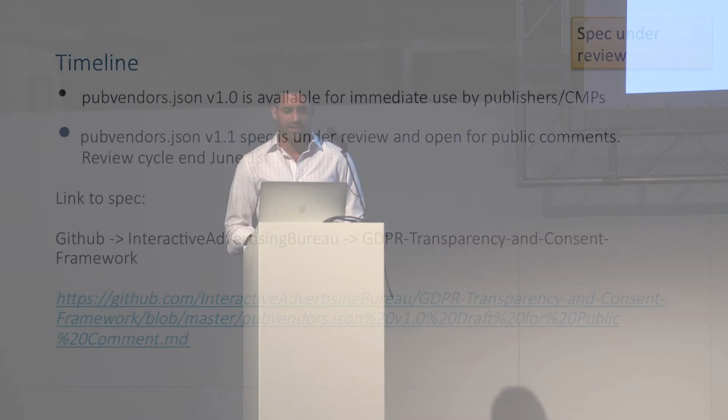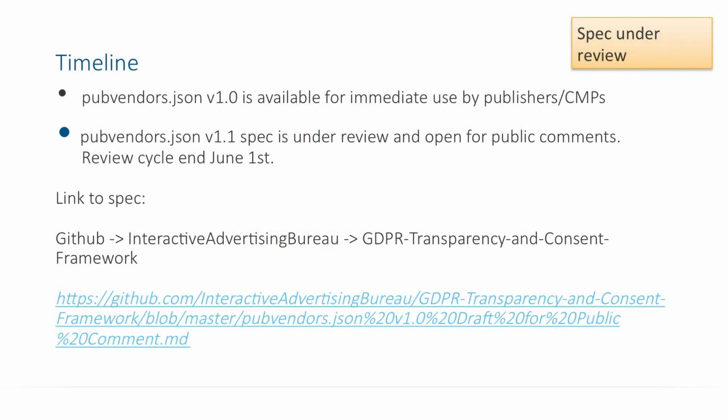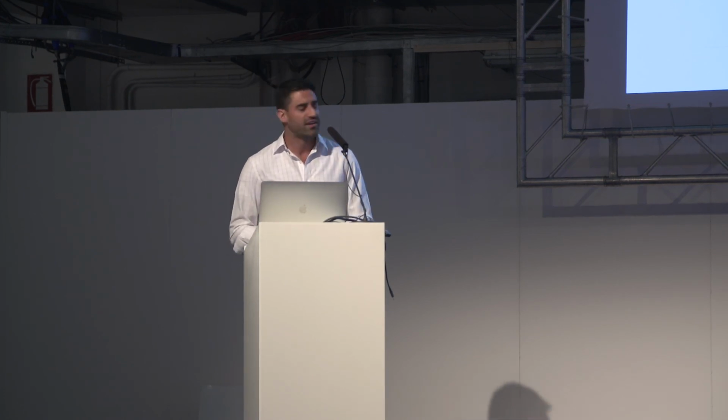Timeline on pubvendors 1.0 and 1.1. 1.0 is available for immediate use by publishers and CMPs, and the 1.1 specification is currently under review and open for public comments. So that review cycle ends on June 1st, and if you're interested in taking a look at this, go to the IAB's GitHub page for GDPR transparency and consent. And if you happen to be looking at this deck later, you could click that hideous looking link and it would take you to the specific page.